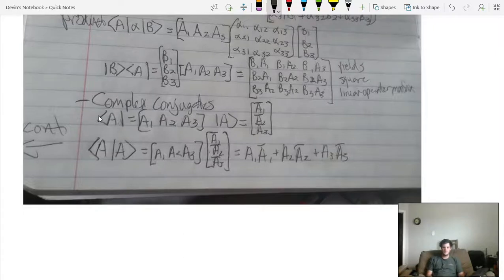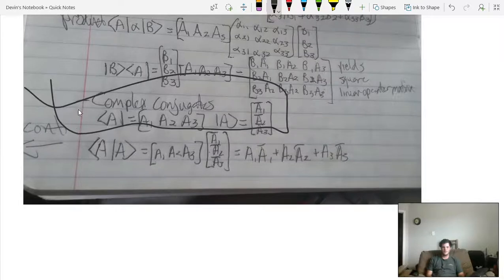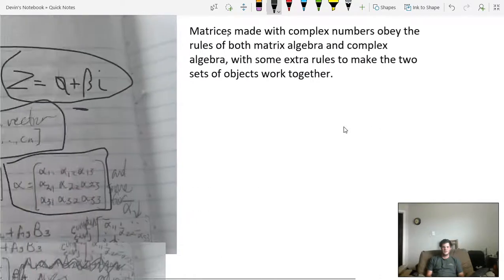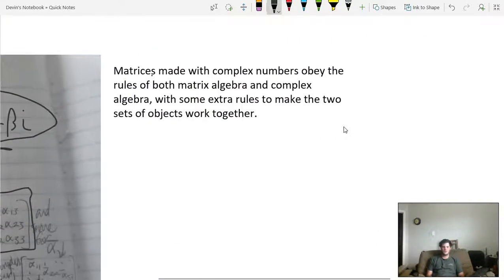And your complex conjugates, like I said before, when you have complex conjugates here, you have this bra vector denoted with a dagger, you set them together, and what they do is they make a dot product with each other. Multiply this by its complex conjugates. There's a bunch of stuff, but the main rule here is that matrices made with complex numbers obey the rules of both matrix algebra and complex algebra, with some extra rules to make the two objects work together.